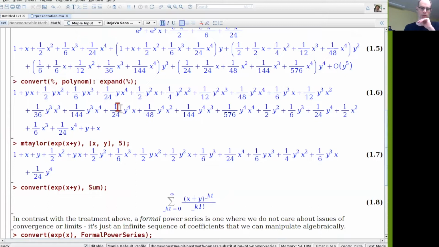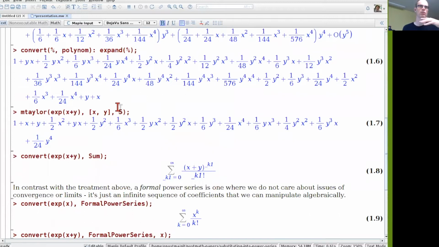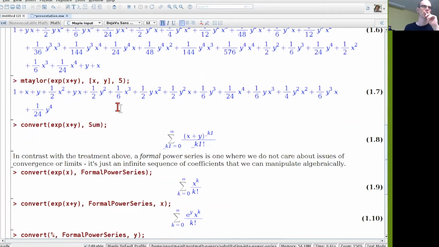So this is dealing with power series, but we're dealing with them in a calculus sense. A formal power series is the same sort of object, but we forget about the idea of whether the series converges for certain values of x or what its limit might be. It's basically just an infinite sequence of coefficients that we can manipulate algebraically, or if it's multivariate, it's not really a sequence because there's no ordering typically. But we have a convert formal power series command that does this, what you see here.